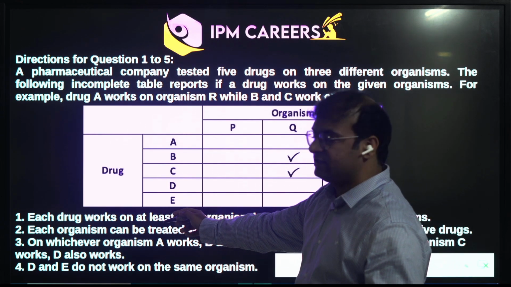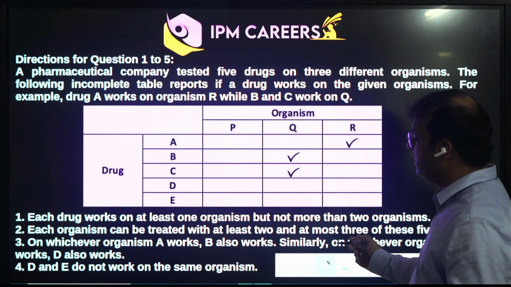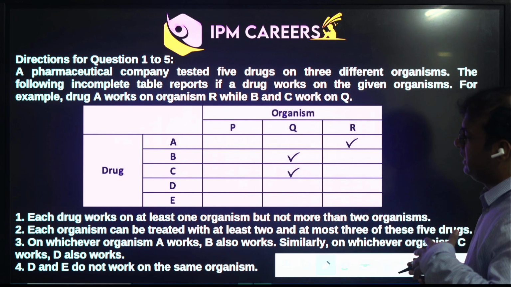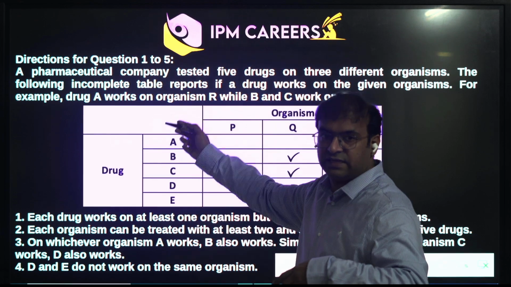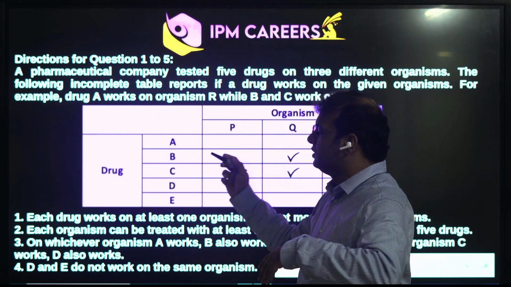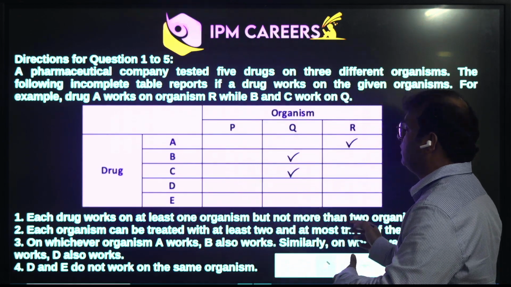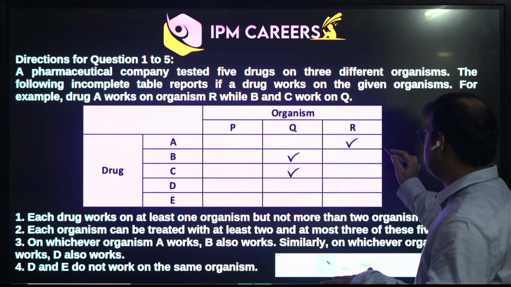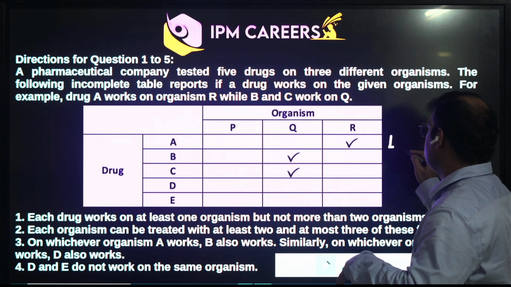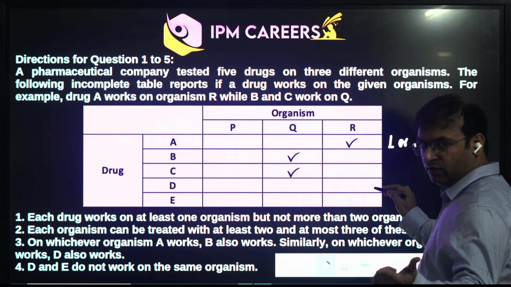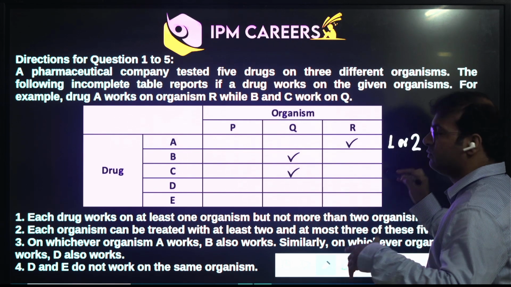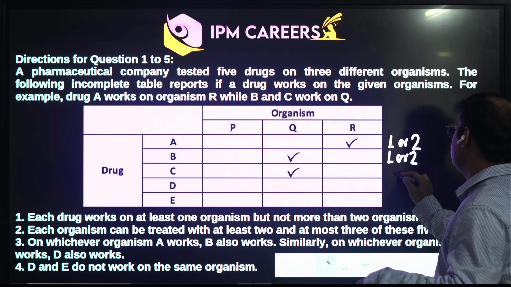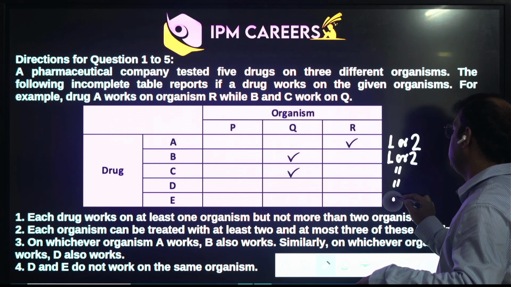Point number one says that each drug works on at least one organism, but not more than 2 organisms. What does it mean? There are 5 drugs and 3 organisms. So every drug works on at least one organism, but not more than 2 organisms. That means every drug works either on one organism or 2 organisms, not more than two. And that works for all the drugs, A, B, C, D and E.